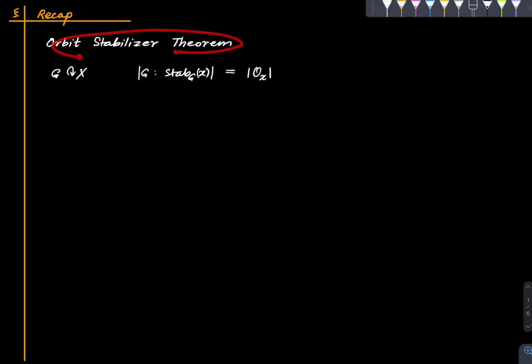So let's recall the orbit stabilizer theorem. It says that suppose G is a group acting on a set X, then the orbit of any element little x in the set capital X has size, or cardinality, same as the index of the stabilizer of that element. The stabilizer of that element is by definition those group elements which fix it. And this happens to be a subgroup of the group G, and hence it makes sense to ask for its index. And the orbit stabilizer theorem says that those two cardinalities are the same.